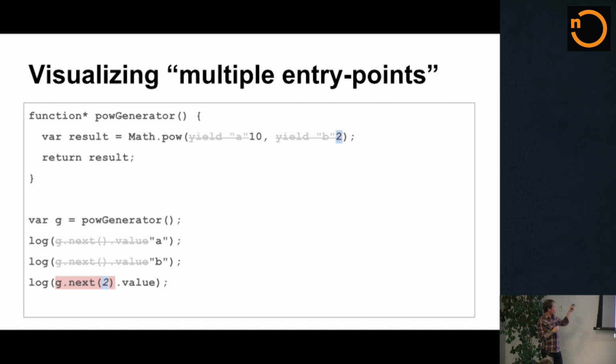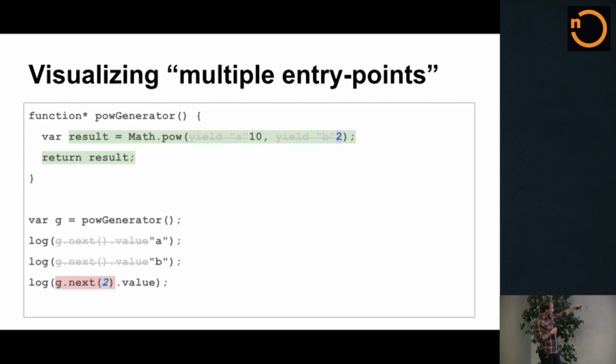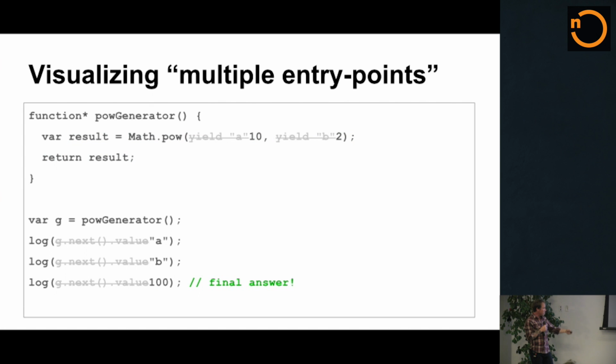And then, since there are no more yields, we continue down until we hit a return statement. So we do some assignment. We evaluate Math.pow, which raises 10 to the power of 2. Thank you, Matt. We store that in the variable called result, and then we return it, which makes it available as the property value of the return object that we get from our call to next. So it's kind of a trip, right? A, B, 100. You can see how we're bouncing back and forth between the generator function and the caller.